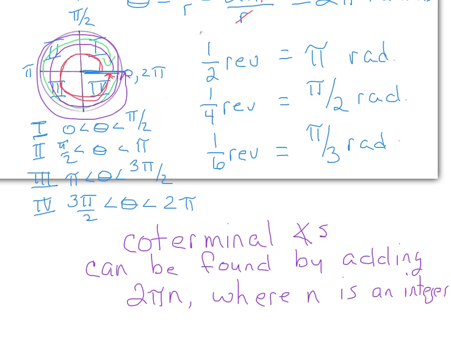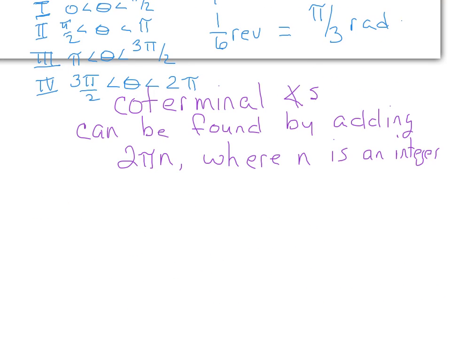Okay, that means n can be positive, n can be negative, n just cannot be a fraction. So I want to find two angles that are coterminal with, say, pi over 6. I want one of them to be positive and one of them to be negative. So we can take pi over 6 and add to that 2 pi times 1.